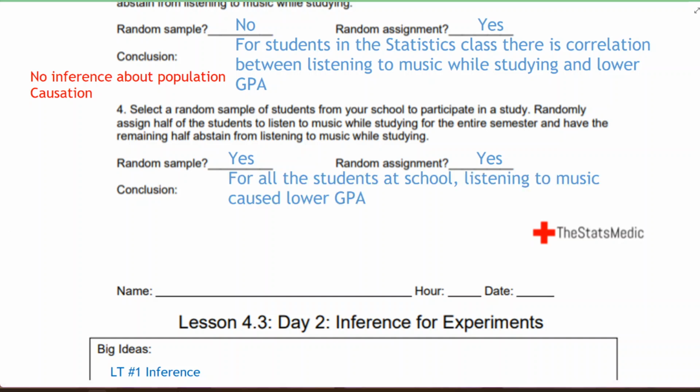So for all students at the school, listening to music is going to cause a lower GPA, not just be correlated with a lower GPA. We can make an inference about the population, and we can show a causation. So that was a nice short little lesson.